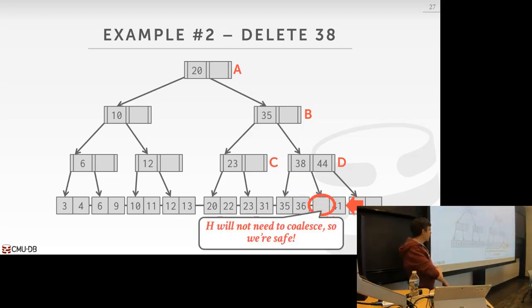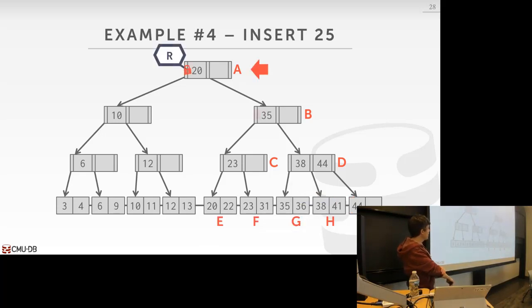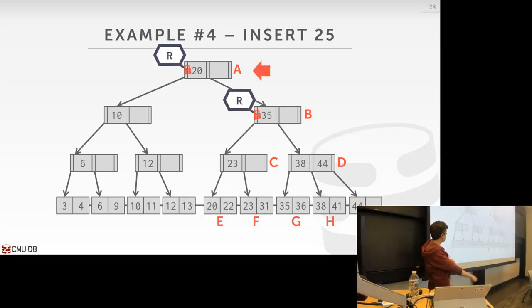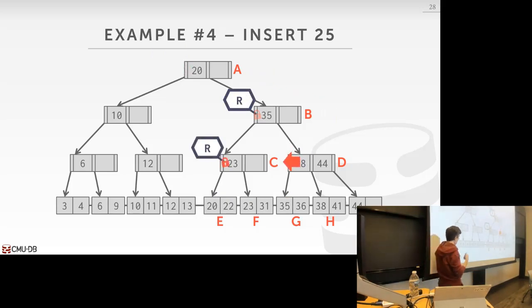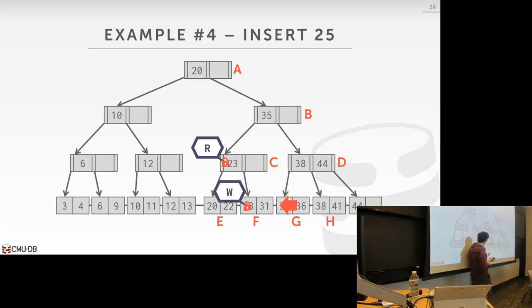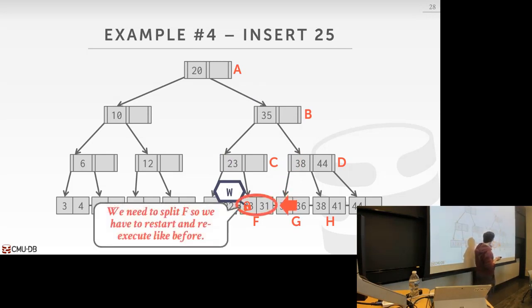Same thing for insert. So insert 25, I take the read latch on the way down. Oops, sorry. I take a read latch and do crabbing all the way down, and then I eventually get to C here, where I take the write latch on F. This one I recognize that I'm going to have to do a split, so I abort the operation and just restart it. Start from the beginning and take write latches all the way down.